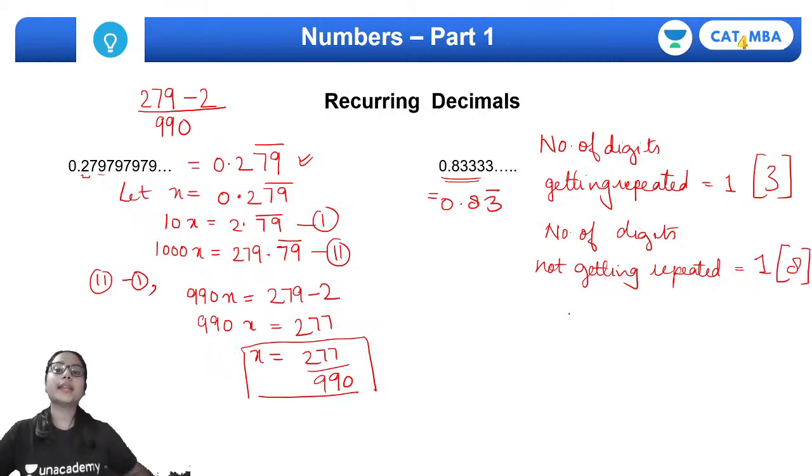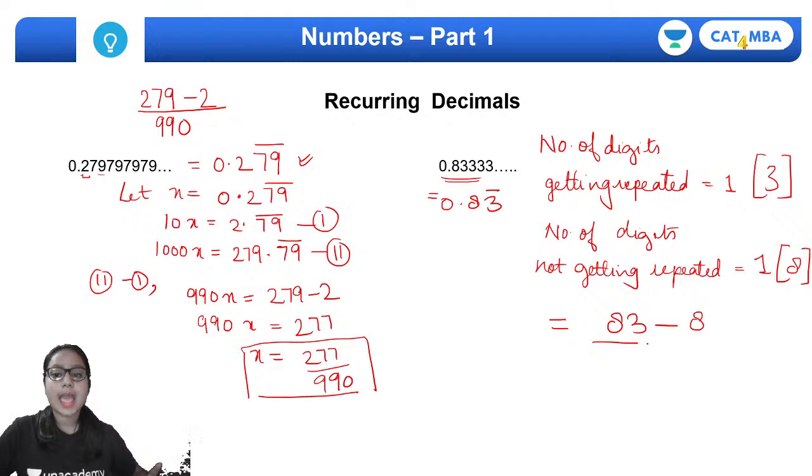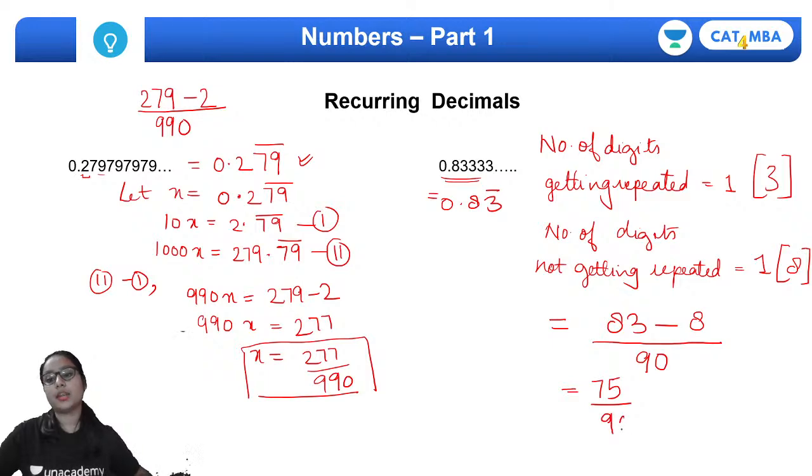Okay, so how do I write it into fractional form? This number would be equal to, first of all, I'll write the number itself, 83. Then I subtract from it the digit which is not getting repeated, which is 8. And in the denominator, I'll write 9, the number of times the digits are getting repeated, 1 time. And then I'll write 0, the number of times digits are not getting repeated, 1 time. So this would be my fraction. So this would be equal to 83 minus 8 is equal to 75, so 75 upon 90.